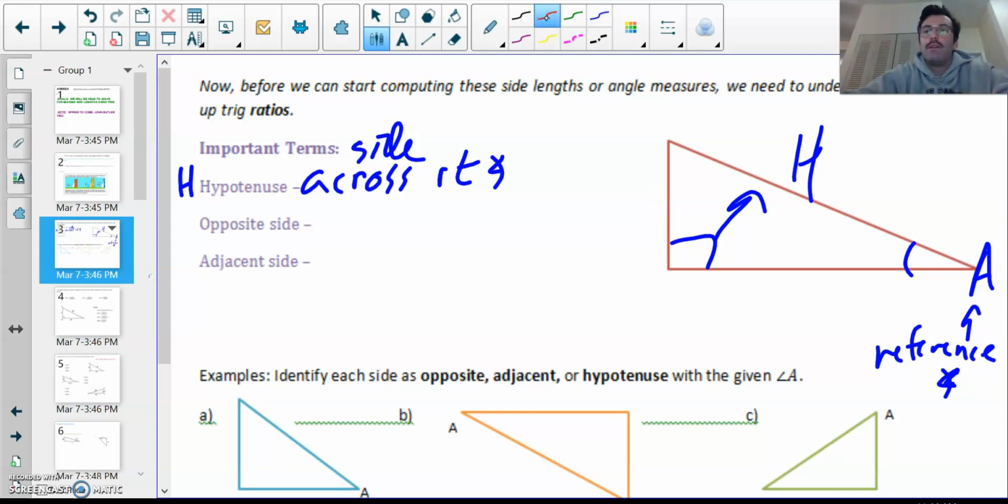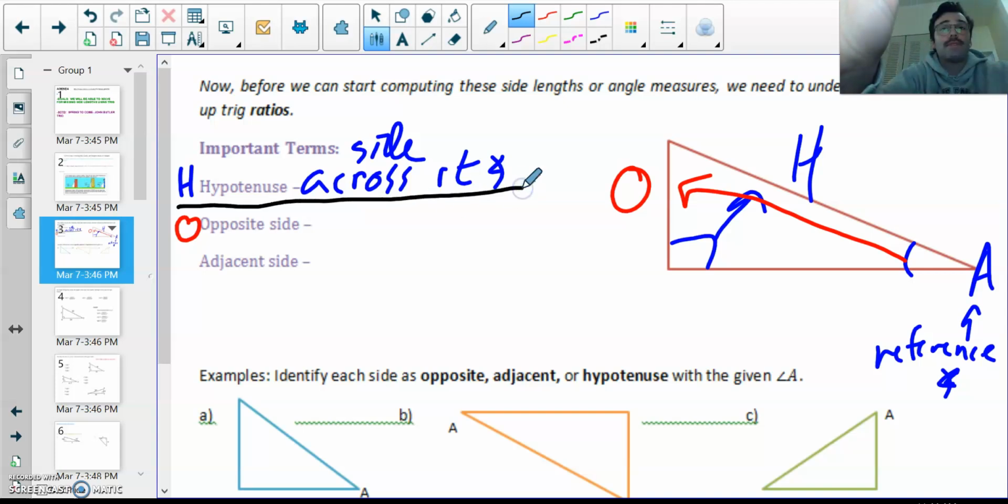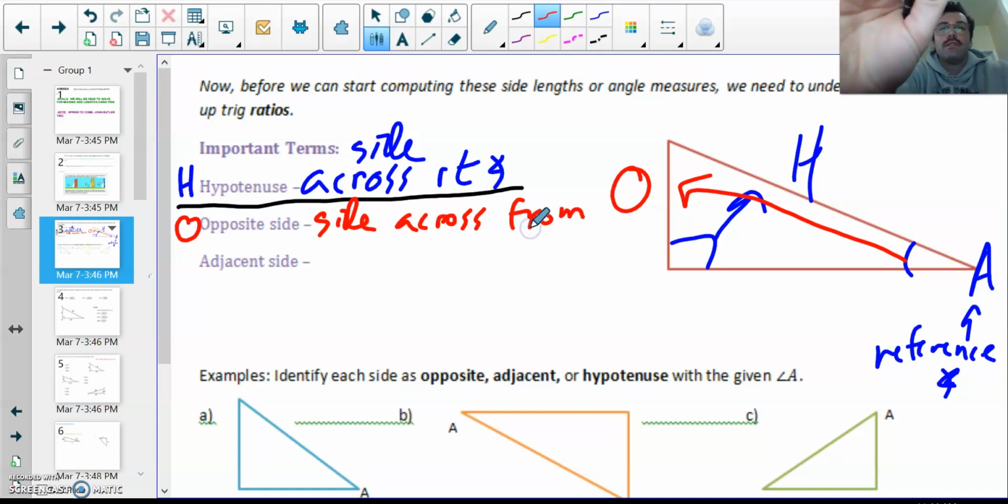From this angle, I want to draw an arrow straight across from it. This is my opposite side, which we write as an O. So the opposite side is the side across from the reference angle.